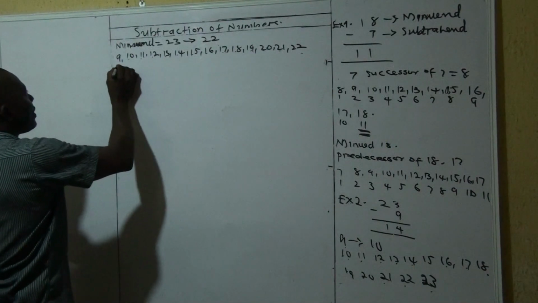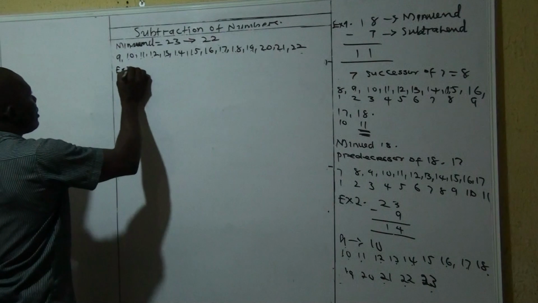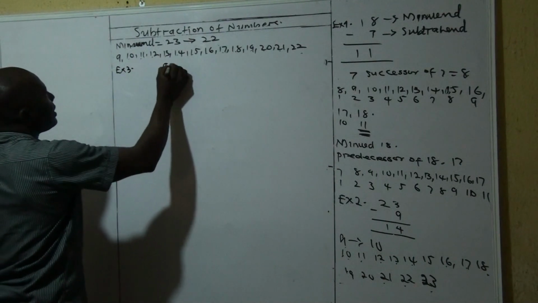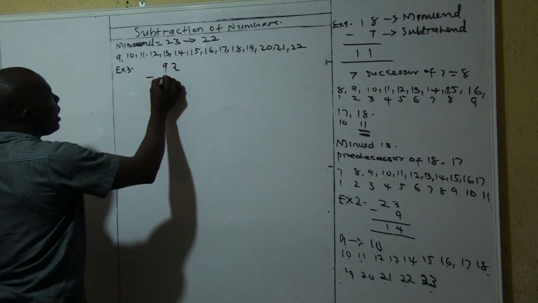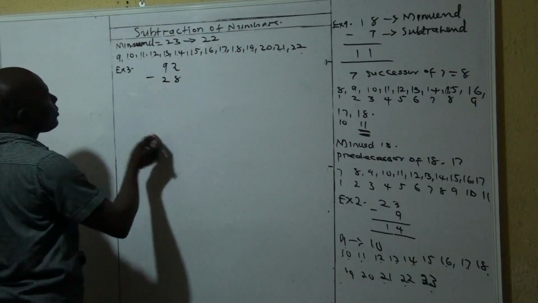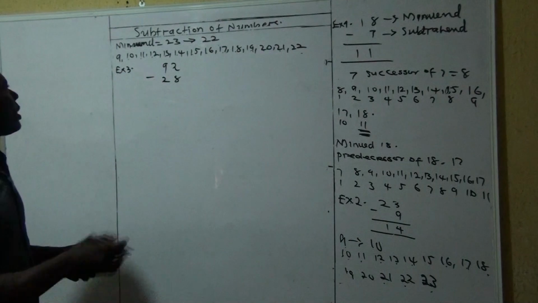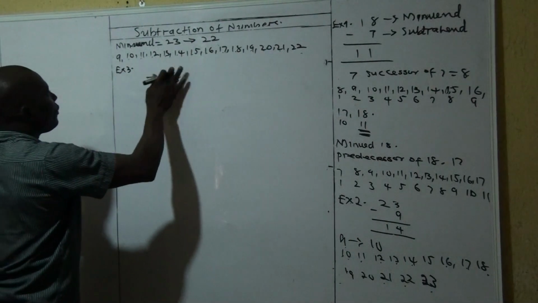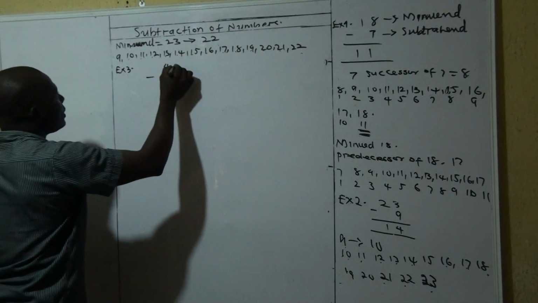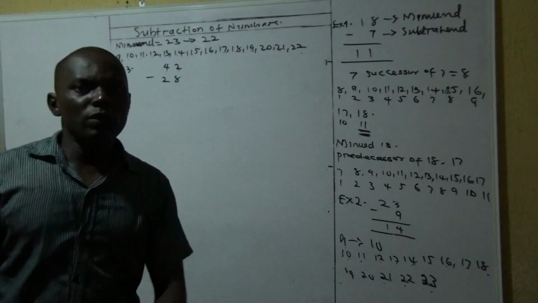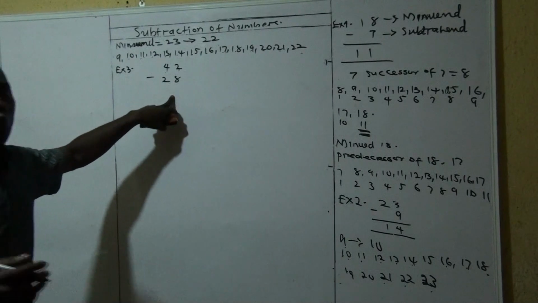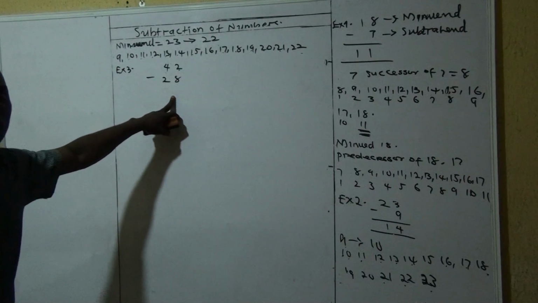Let's say another example 3, if we're having, let's say, 992 minus 28. Okay, that one's too far. Let's say 42 minus 28. You know, it's a little bit quite far from each other.